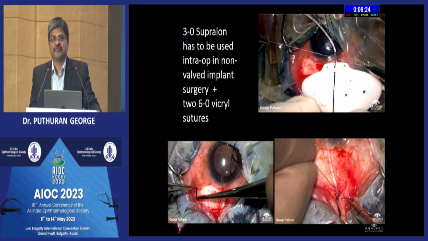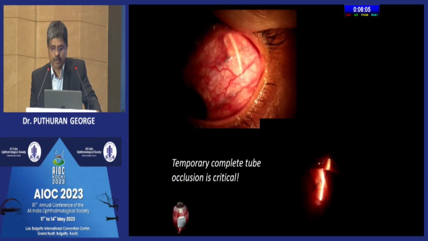Again, use of 3-0 Supramid suture for intraoperative stenting of non-valved devices has made the surgery much safer. You use the intraoperative Supramid stenting, and you have those 6-0 Vicryl ligature sutures, one above the Supramid stent and one beyond that. So temporary occlusion of the tube is vital in non-valved implants.